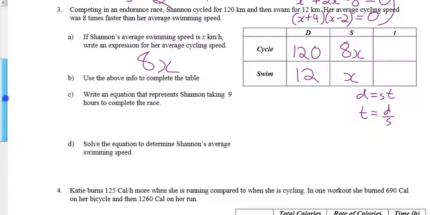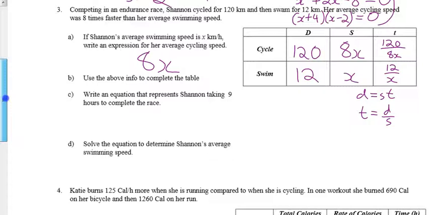Distance over speed, right? Okay, so distance over speed: 120 over 8x and 12 over x, right? Distance over speed. All the distance, speed, time problems pretty much work like this.